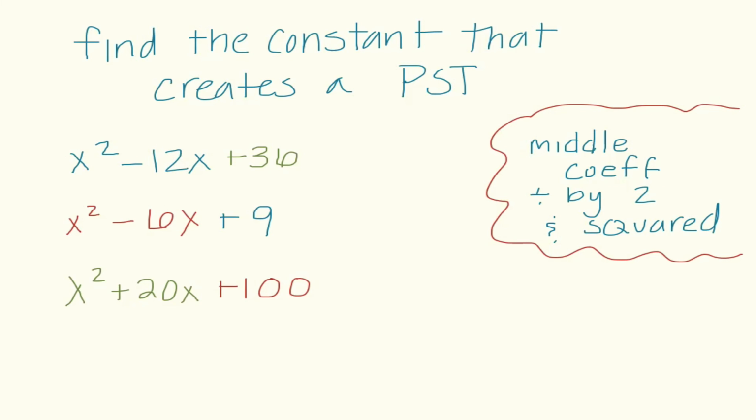Let's look. Negative 12 divided by 2 is negative 6. When I square that, I get 36. This factors into x minus 6 squared. The reason being, negative 6 times negative 6 is 36, and negative 6 plus negative 6 is negative 12. Our next one, negative 6 divided by 2 is negative 3. Negative 3 squared is 9. This factors into x minus 3 squared. Our last one here, 20 divided by 2 is 10. 10 squared is 100. This one factors into x plus 10 squared.